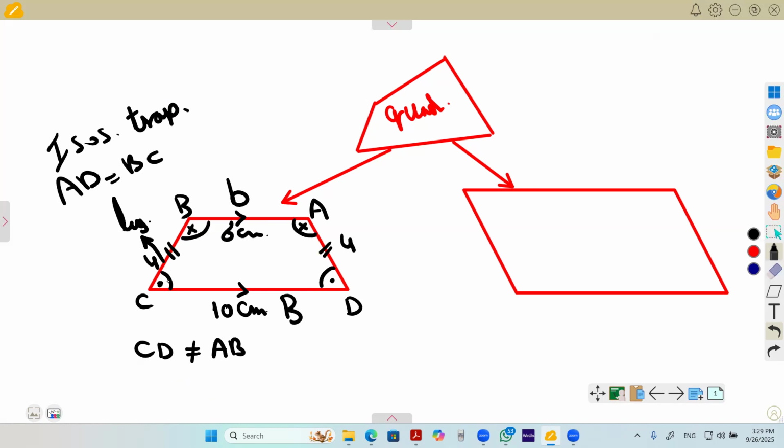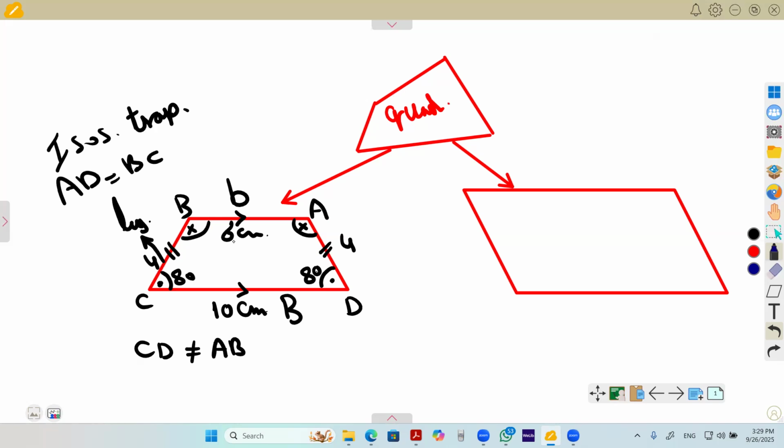For example, if C is 80, so D must be what? 80, the same as C. What about the measure of angle B? Angle B would be the same as angle C? No, sorry, angle B looks like A. How can we get the measure of B or A? They are co-interior angles. How can we get their measures?